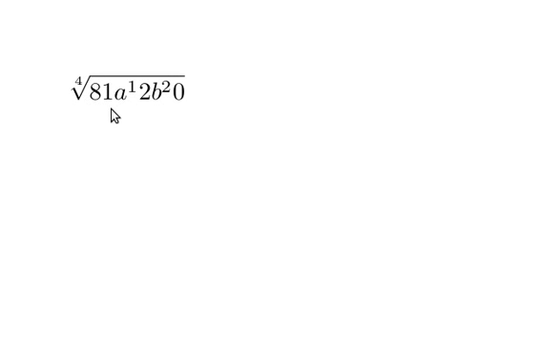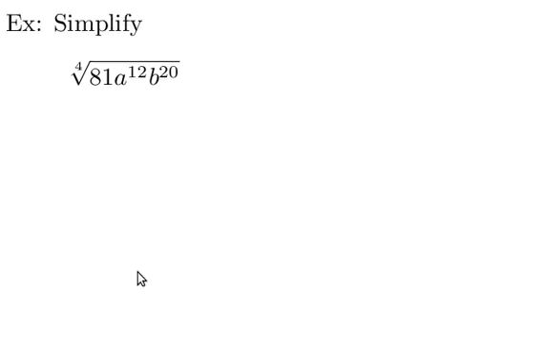Okay, so fourth root of 81 times a to the power of 12, b to the power of 20. And what we want to do is simplify this. Now, remember the rule that I said a minute ago? Let's go ahead and start with that, but then I want to go ahead and do it the long way.